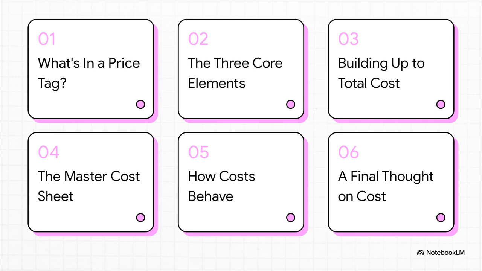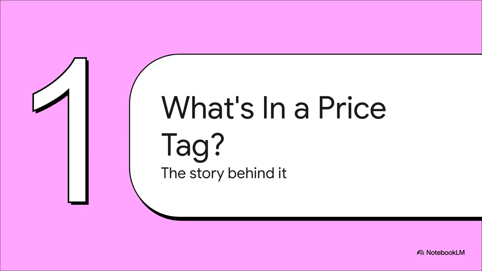So, here's what we've got on tap. We'll look at what's in a price tag, break down the 3 core elements of cost, then build it all back up. We'll even check out a master cost sheet, see how costs behave, and wrap up with a final thought. Right, so that price you see on an item, think of it like the last page of a book. You're seeing the conclusion, but you're missing the entire story that came before it. That number is a culmination of a whole bunch of different costs, and getting a handle on them is, well, it's step one to really understanding how a business ticks.